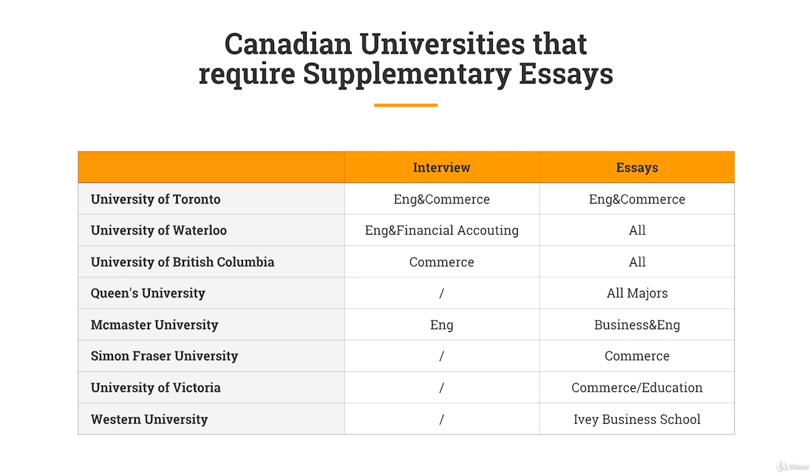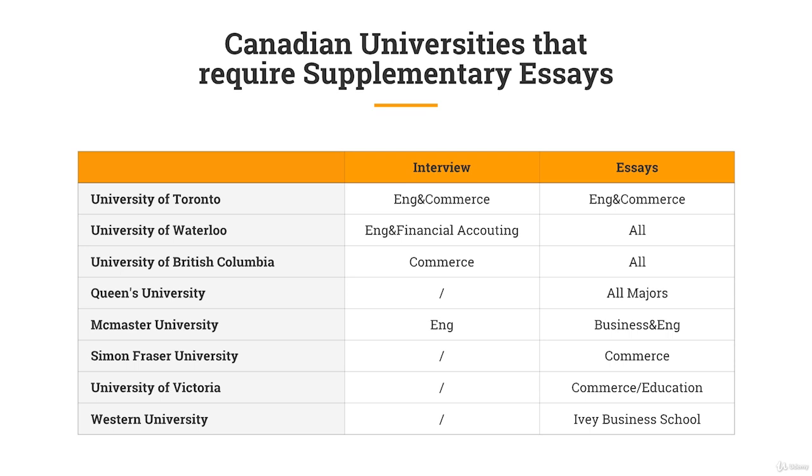So as you can see in the table, if you want to apply to the engineering and commerce programs at the University of Toronto, then you are required to submit a supplementary application, which includes an interview as well as some essays. And if you want to apply to the University of Waterloo, doing an interview will only be needed if you want to apply to engineering programs and some of the financial accounting programs. But all of the applicants are required to submit some short supplementary essays. And doing an interview will only be required if you want to apply to the University of British Columbia. But all of the applicants will be required to submit some essay questions.